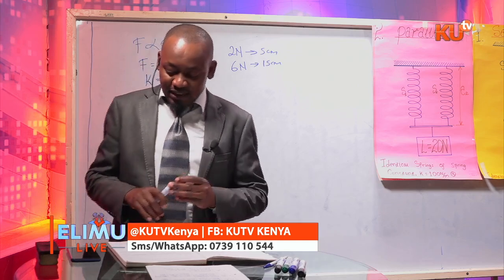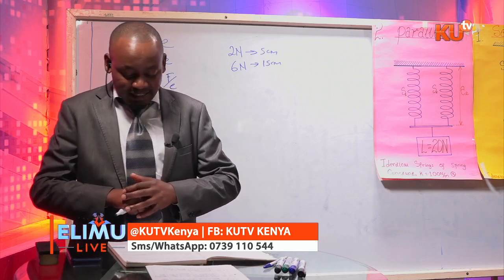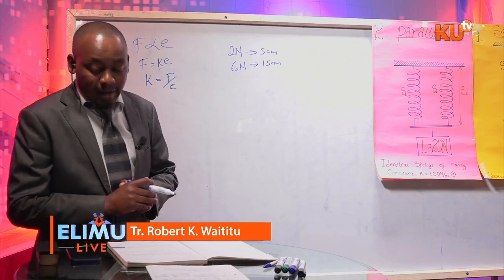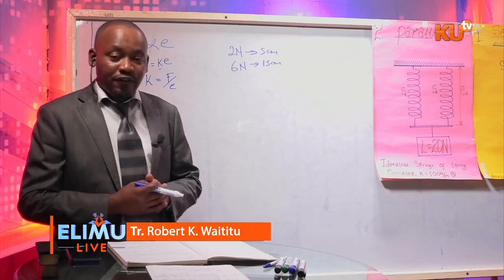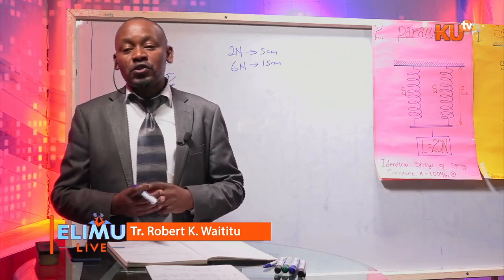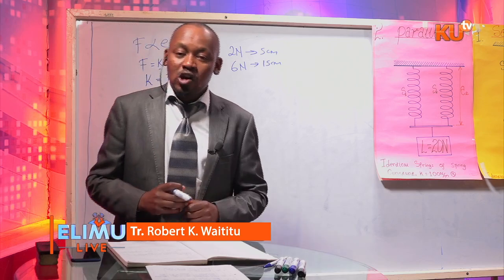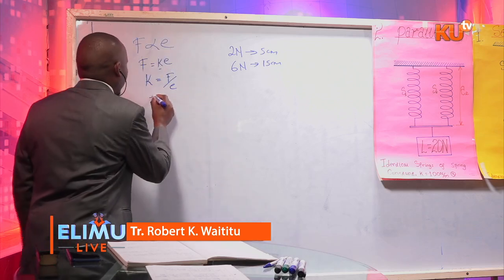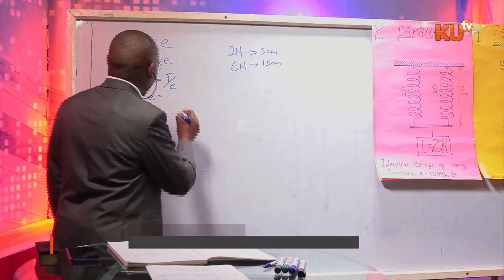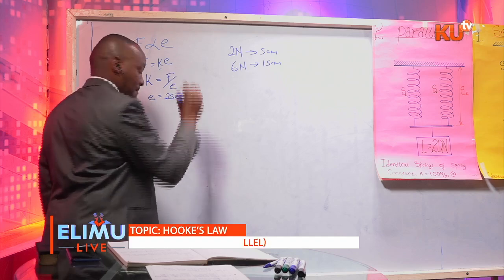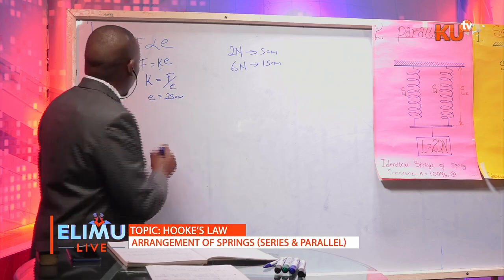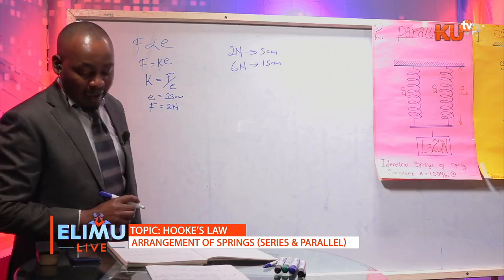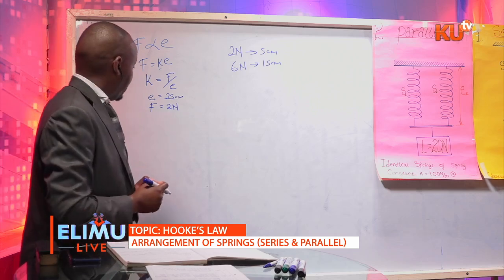What is the spring constant of a spring that extends 25 centimeters when a force of 2 newtons is applied on it? I will extract what is given. We are told the extension from the statement is 25 centimeters. Again, from the same statement, the force that is causing that extension is equal to 2 newtons. We are required to determine the spring constant.